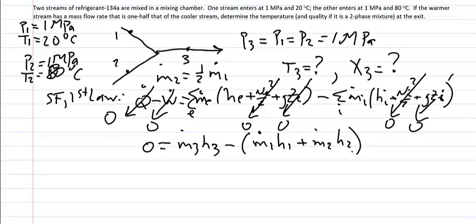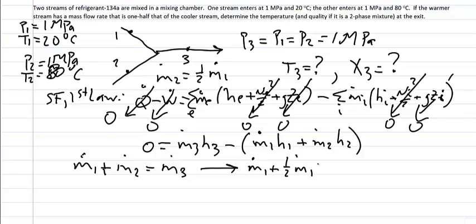Let's keep in mind that we need to use the continuity equation, which tells us that mass is conserved. So the sum of the mass flow at the two inlet streams, m dot 1 plus m dot 2, has to equal the mass flow rate at the exit stream, in other words, m dot 3. And then furthermore, we know that m dot 2 is 1/2 of m dot 1, so we'll just rewrite this as m dot 1 plus 1/2 m dot 1 equals m dot 3. In other words, m dot 3 is going to equal 1.5 times m dot 1.